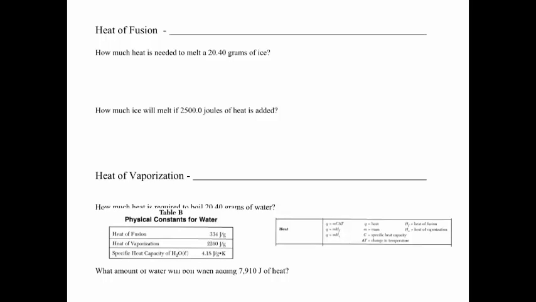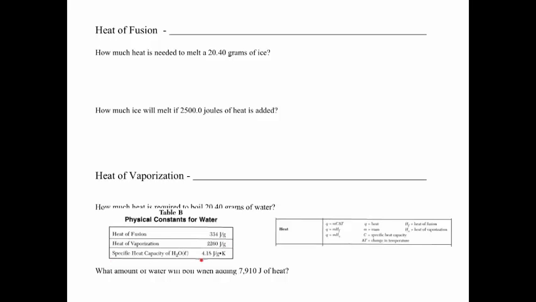So the two tables you're going to need are Table B, which is on the front of your reference tables, which includes this constant called the heat of fusion. This is the heat of fusion for water, and what it is, is the amount of heat that you need to convert a gram of water from solid to liquid or liquid to solid. We'll talk more about that in a minute. And then heat of vaporization would be the amount of heat, which is measured in joules, just like up here, per gram of water required to convert from liquid to gas or gas to liquid.